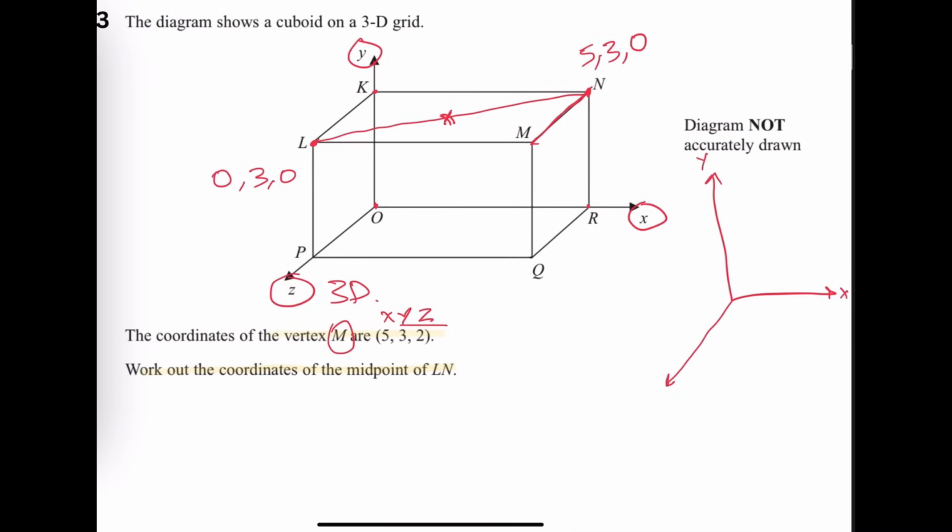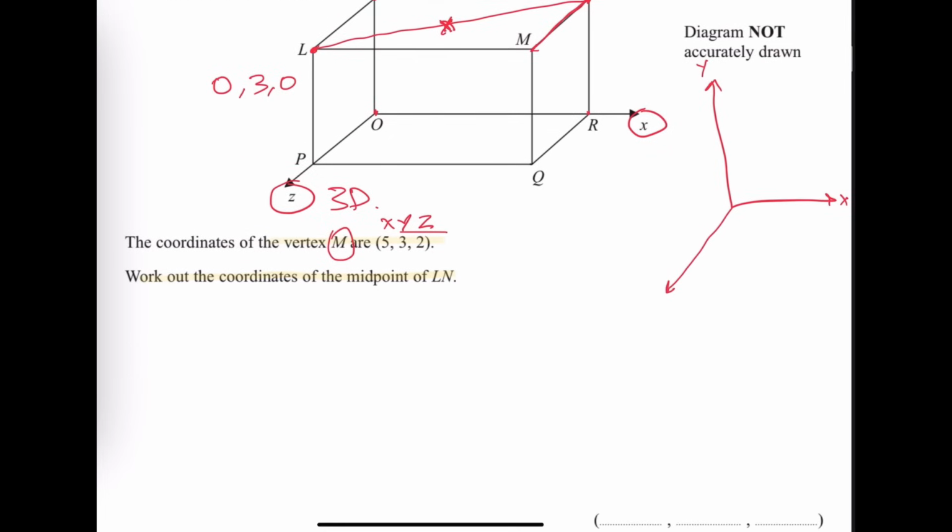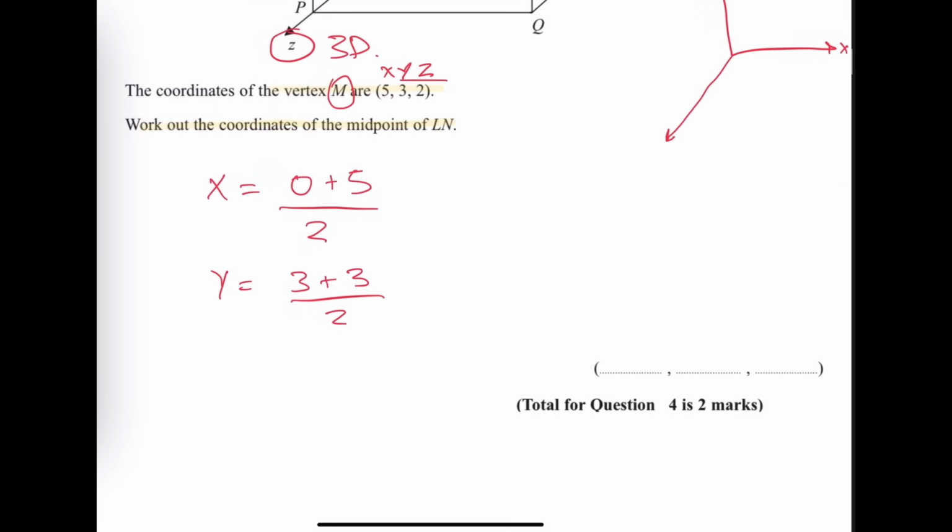Now, all we have to do is find the average of the two, so that we can find the midpoint. So for x, it's going to be 0 plus 5 divided by 2. For y, it's going to be 3 plus 3 divided by 2. And for z, it's going to be 2 plus 0 divided by 2. So our answer is going to be 2.5 for the x coordinate, 3 for the y coordinate and 1 for the z coordinate.